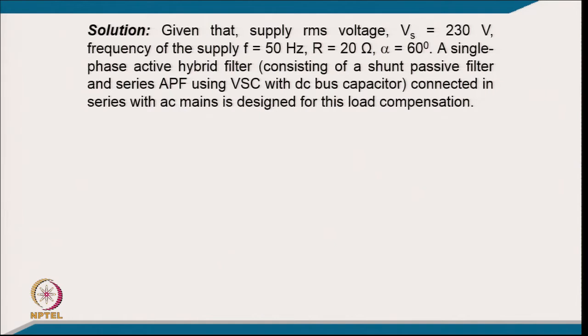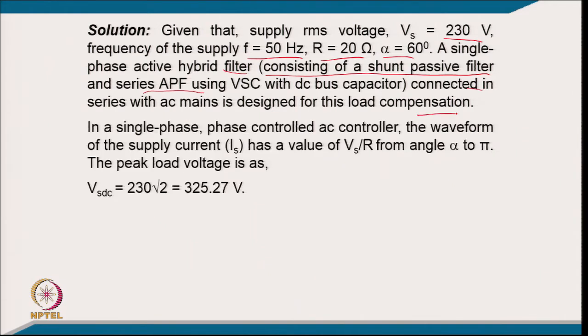So, coming to your numerical portion part, given that supply RMS voltage is 230 volt, frequency of supply 50 Hz, resistance of 20 ohm, and firing angle of the AC voltage controller 60 degree. A single phase active power filter, a hybrid filter consisting of shunt passive filter and series active filter, using a voltage source converter with DC bus capacitor connected in series with the AC mains, is designed for the load compensation. In single phase AC control, the waveform of the supply current has a value of Vs upon R from angle alpha to pi.